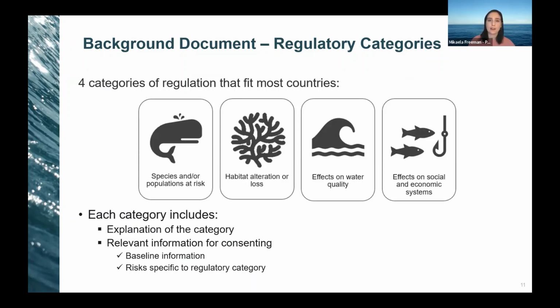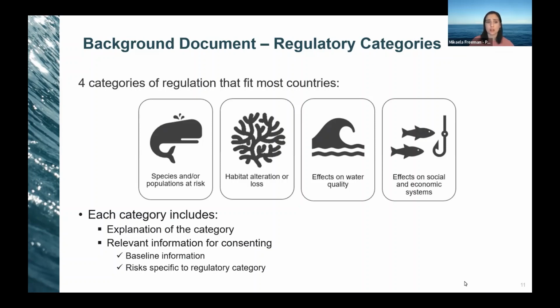And so we've tried to categorize what those are, again, working within 16 different countries, so trying to use language that's applicable throughout all of these different countries. And so we've come up with the following 4 categories that we've discussed with our OES environmental country representatives and regulators and advisors, and we think that these fit well and are applicable internationally. So the 4 categories are species and or population at risk, habitat alteration or loss, effects on water quality, and effects on social and economic systems.